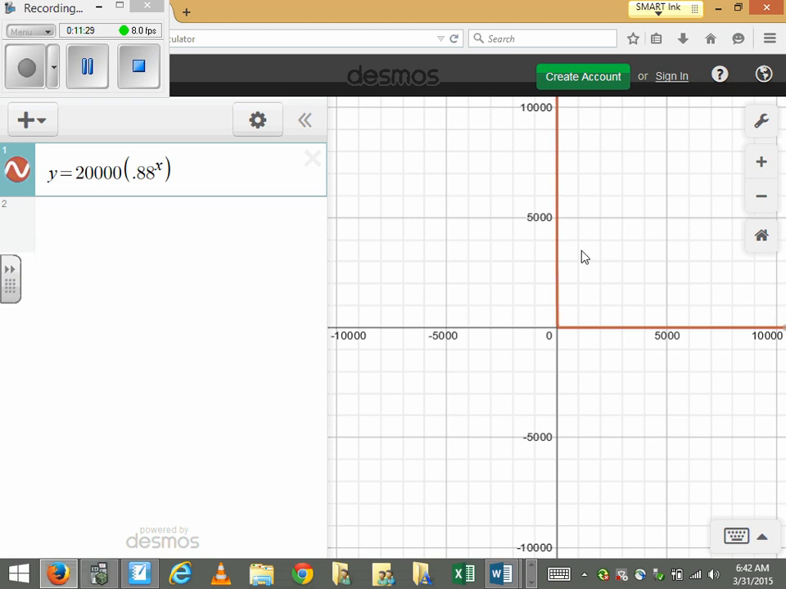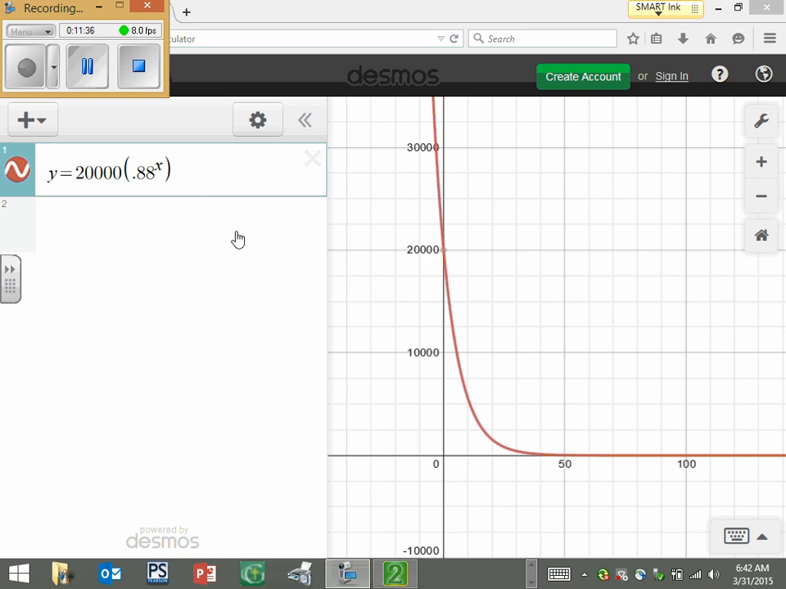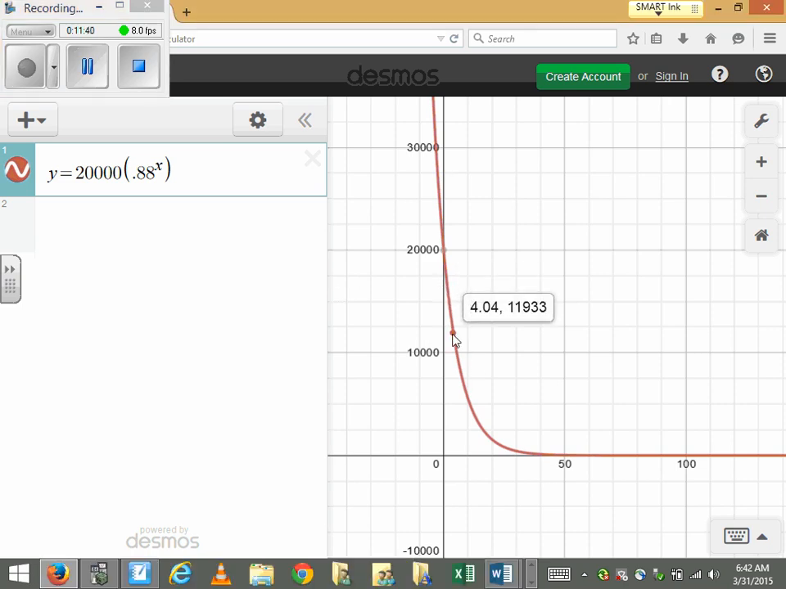But maybe the graph is getting a little too crazy for us. So let's play with the window a little bit. I just paused the video for a moment and played around with it. Now it's going to be a lot easier for us to work with. So there it is. After 5.5 years, looks like the car's worth $9,900.